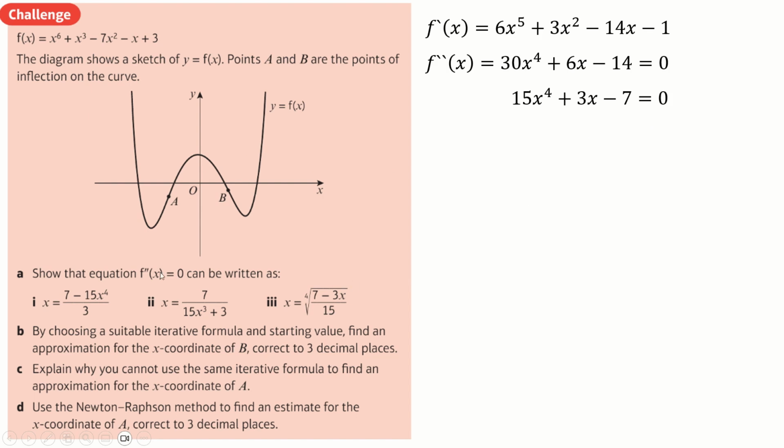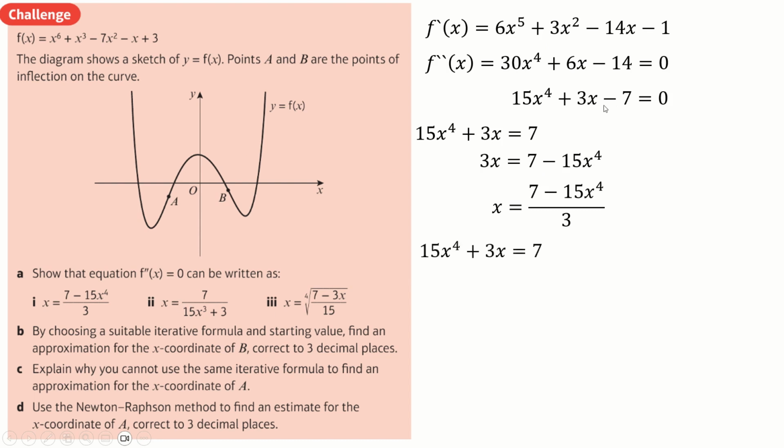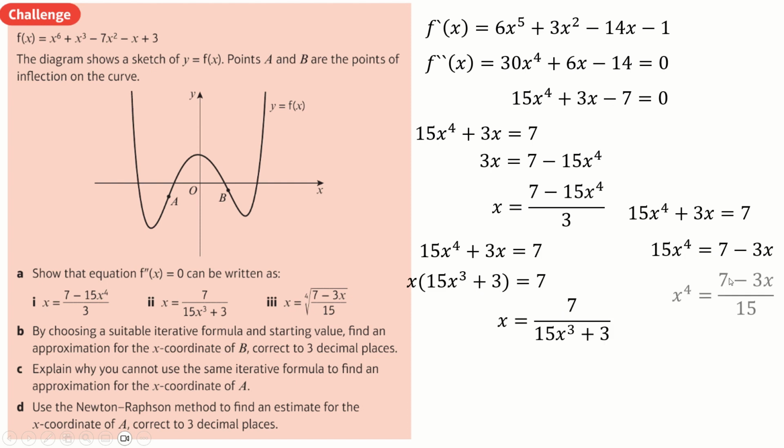So the first one, just isolate the 3x and then divide by 3. The second one is a little bit more complicated. You take away the 7, or move the 7 over here, then factorize out an x and then divide by what's left, which is this. And the third one, you isolate the 15x to the 4, divide by 15, and then 4th root. And we get our 3 things. That's all very easily. Now, choosing a suitable formula, find the one that finds the b.